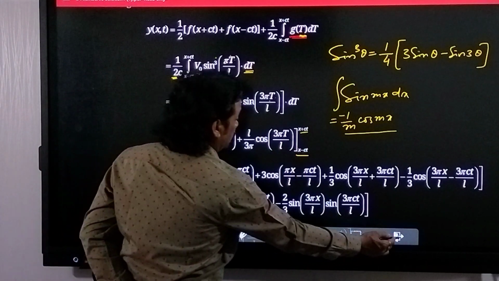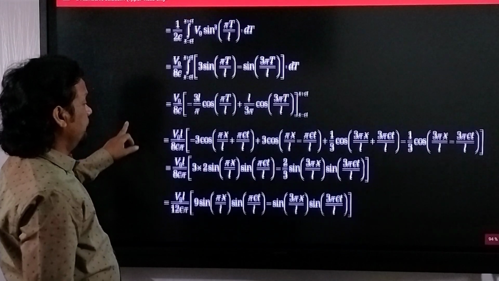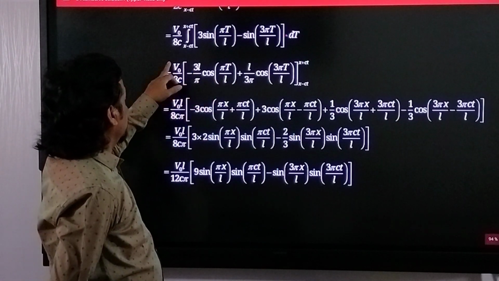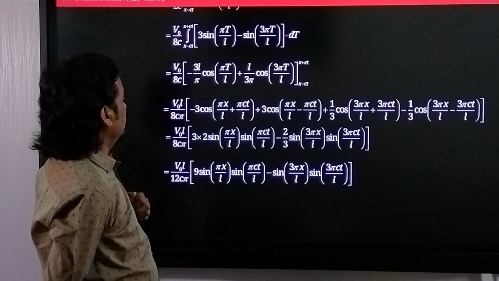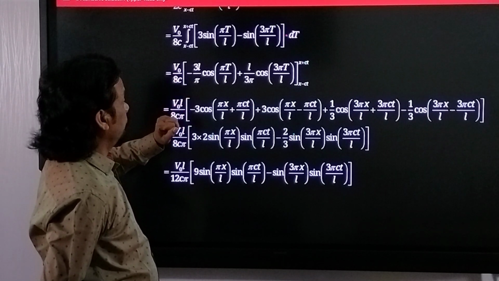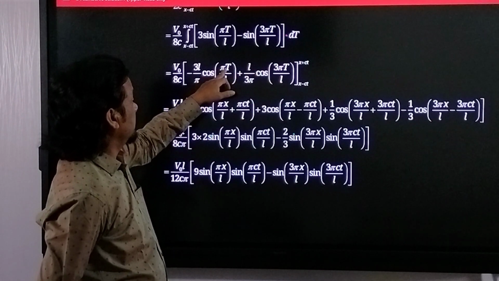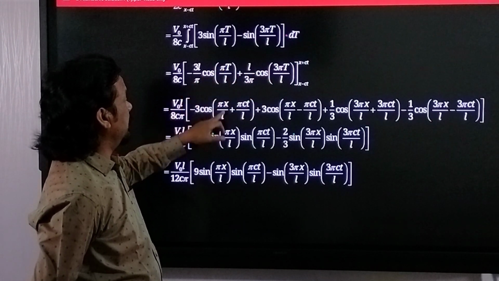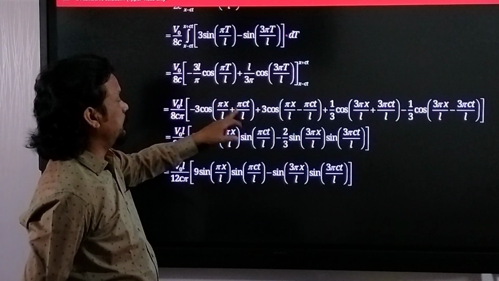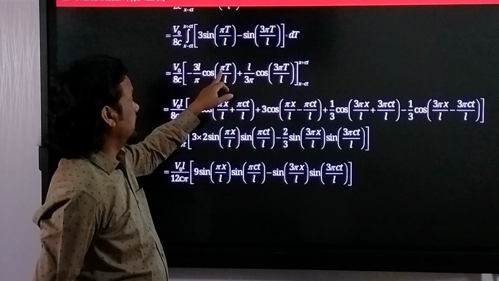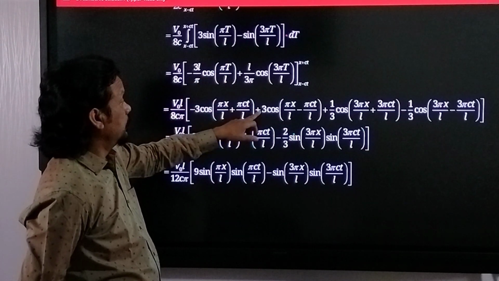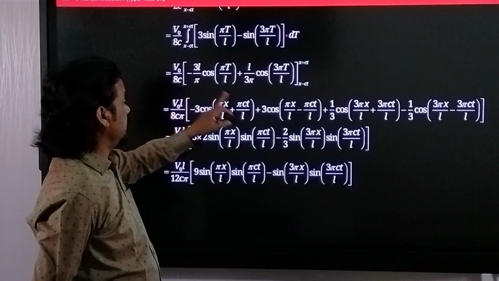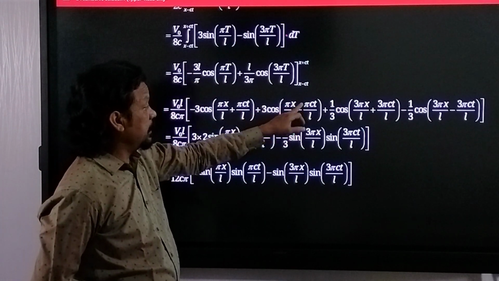So put the values. Simply put the values. See here, I have taken L by pi common, L by pi outside. So minus 3 remain. First put the upper limit. In place of t, I have written x plus ct. Pi into x plus ct by L, so pi x by L plus pi ct by L. Clear? Again put the lower limit here. In the first term, 3 cos, 3 cos minus 1. Upper limit minus lower limit, so minus 1 is plus. Plus 3 cos pi x by L minus pi ct by L.